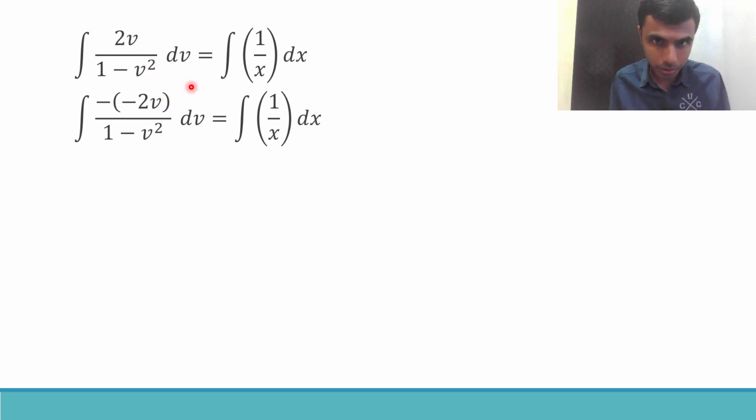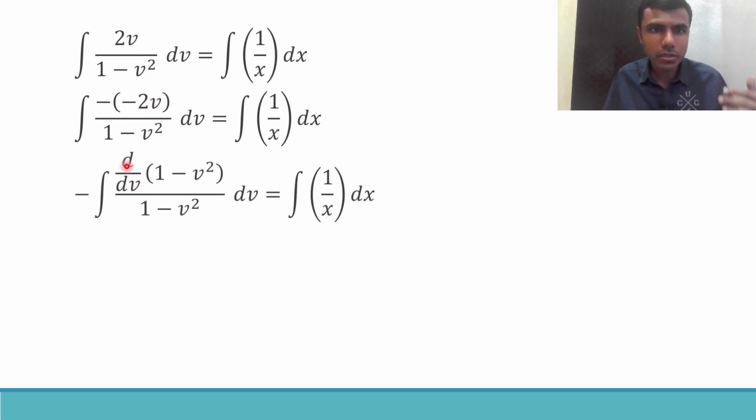Now you might ask me why I'm doing this. There's a reason for this. Why? In the denominator, I have 1 minus v square. Okay, what is the derivative of 1 minus v square? The derivative of 1 minus v square is nothing but minus 2v. If you see in the numerator, I have 2v. I want to make it minus 2v. So how to do that? I can write plus 2v as minus of minus 2v, and I can just take this minus outside. Right? Now, as I mentioned, this minus 2v is nothing but the derivative of 1 minus v square. Fine, this is what I have.